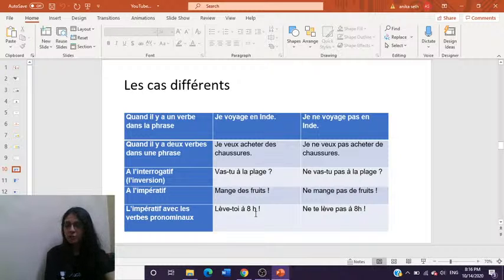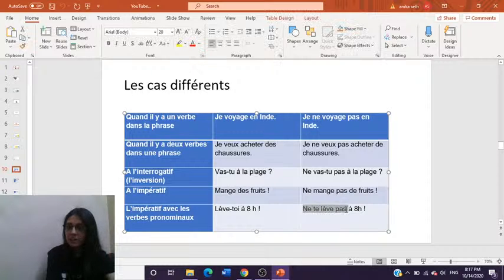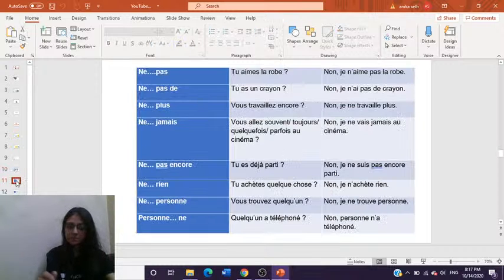In the affirmative form, lève-toi à 8h means get up at 8 o'clock. And over here, toi is the object pronoun te, which becomes toi in the imperative, and is written after the verb. But in the negative form, what happens? This te again goes before the verb, and ne and pas are placed: ne before te and pas after lève. So ne te lève pas à 8h. So these are the different cases of the negative sentences.